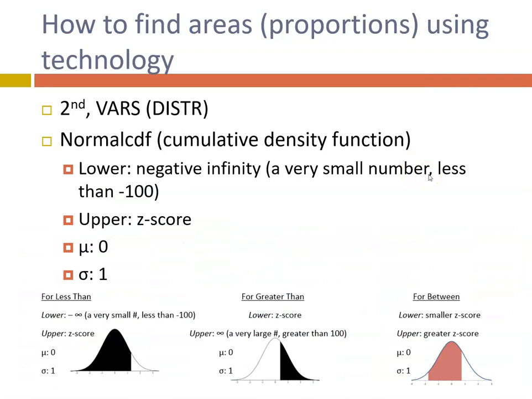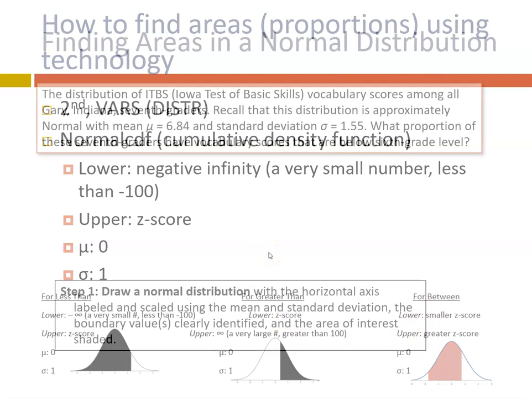If you're just doing this in a calculator, get out your TI-84s or whatever you have, and you go to second vars, it's the distribution button. Pick the option that says normal CDF, and you're going to enter in these 4 numbers. So this is for to the left, for instance. You'd enter in a very small number for the lower number, your z-score for the upper number, and then 0 and 1 for the mean and the standard deviation. Now, if you want to do greater than or in between, you would see how you'd enter those here.